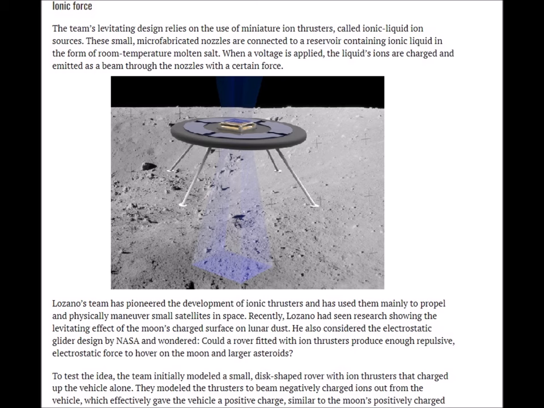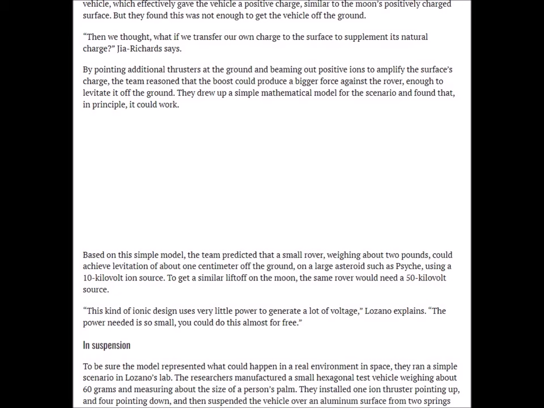To test this idea, the team initially modeled a small disc-shaped rover with ion thrusters that charged up the vehicle alone. They modeled the thrusters to beam negatively charged ions out from the vehicle, which effectively gave the vehicle a positive charge, similar to the moon's positively charged surface. But they found that this was not enough to get the vehicle off the ground. The team then thought of a way to transfer the craft's charge to the surface to supplement its natural charge.